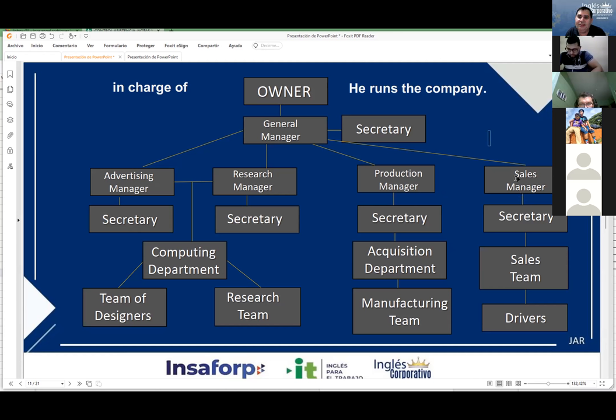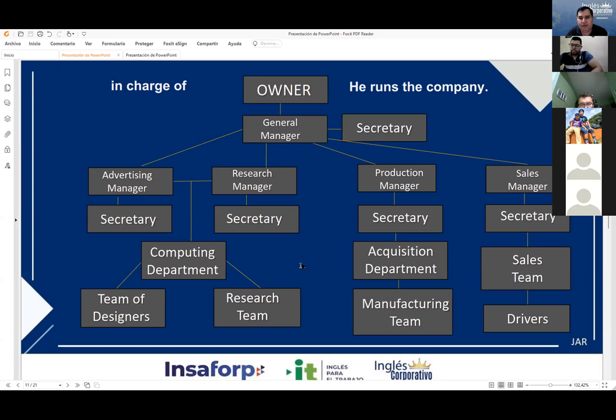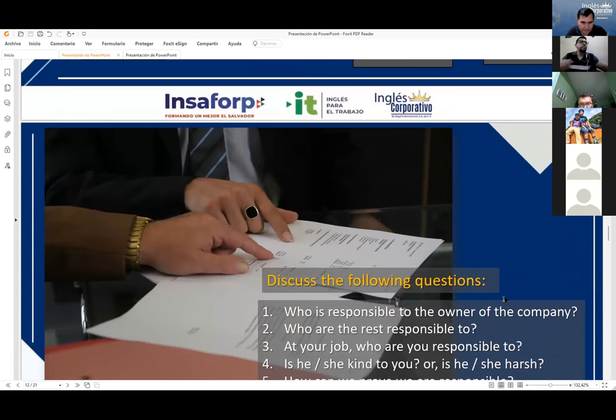Sales department is in charge of, the sales manager is in charge of selling. He's in charge of selling the product, okay? So this would be the organization. The computer department is in charge of designing the label, the prototype, etc. And the research team is in charge of investigating materials, prices, different things. The manufacturing team builds, creates, and the drivers distribute. This is the organization.